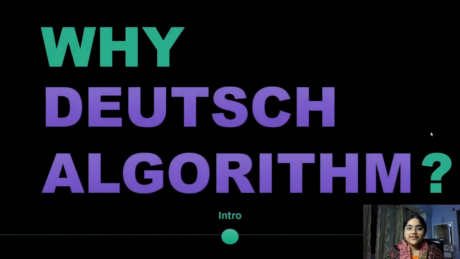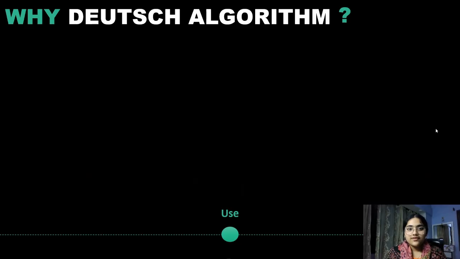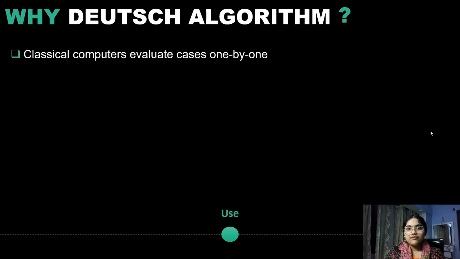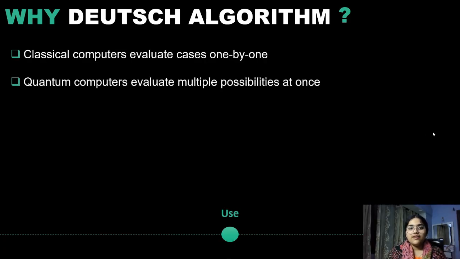Then the question arises, why Deutsch algorithm? So first, let's talk about normal computers. The laptops and phones we use every day, they solve problems step by step. Like if there are multiple possibilities, they check each one individually. One case, then the next, then the next. Basically, slow and steady.